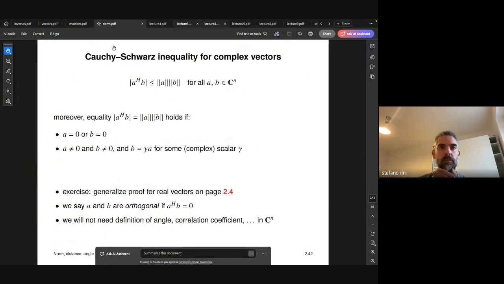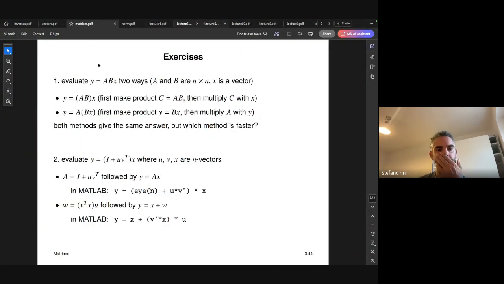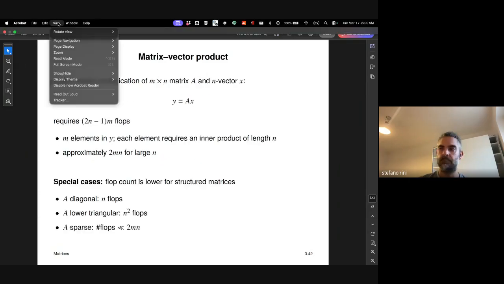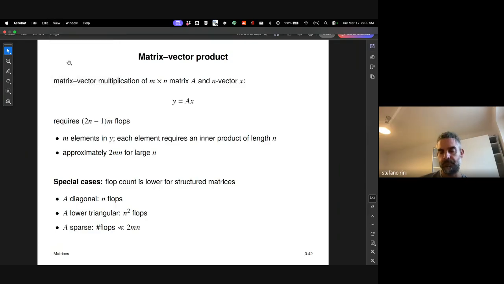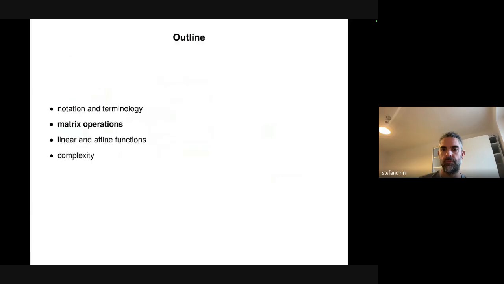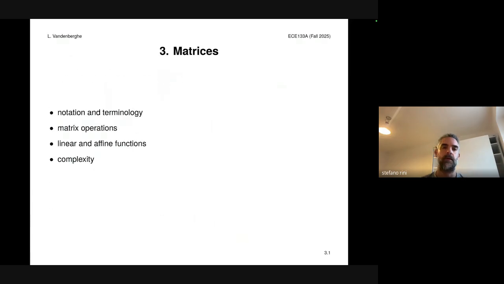So we do a little bit more about matrices. Full screen mode. Okay. Again, I'll try to go a little bit quick. Let me know if I'm going too quick. I assume that most of these notions are already clear to you.